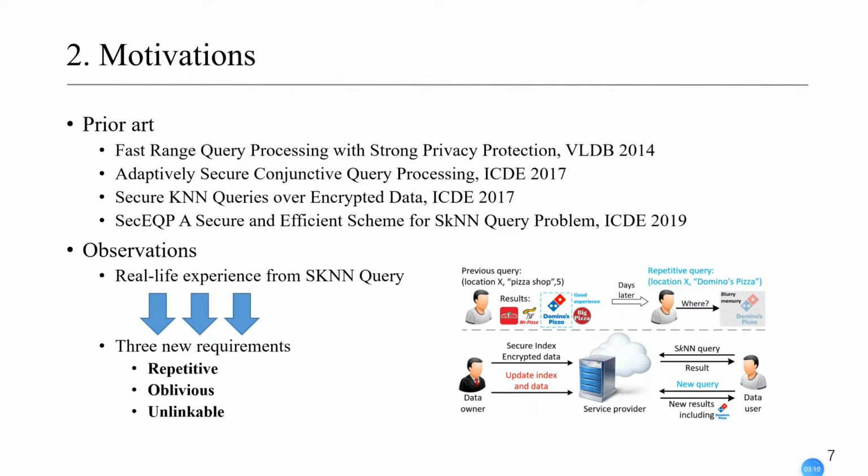Our motivation arises from real-world applications. For example, say a data user Bob submitted an SkNN query, location X, pizza shop, to the service provider, and received 4 results, namely Papa John's, Mr. Pizza, Domino's Pizza, and Big Pizza. Among the results he went to, he was quite satisfied with Domino's. Days later, when Bob is near the same query location and wants to dine at the previous Domino's Pizza, unfortunately, Bob's memory of the shop somehow blurs and he submits a repetitive query to the service provider to find the preferred pizza shop. Our work focuses on matching a data item from the cloud repetitively in an oblivious and unlinkable manner after index updates, and its privacy issues.